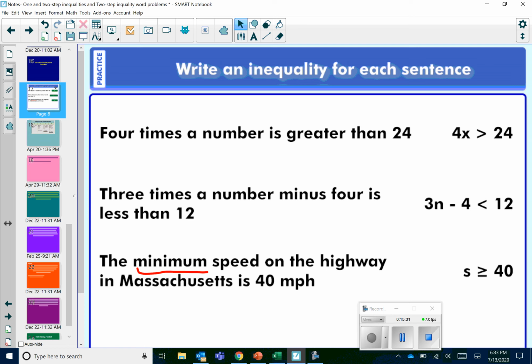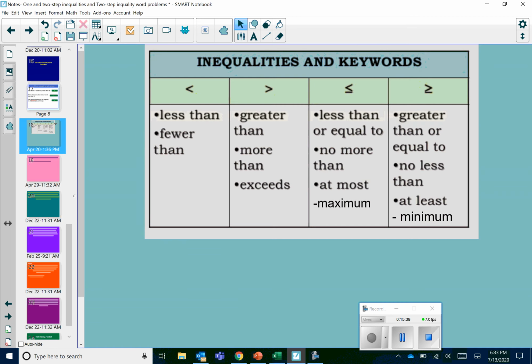They actually used S here because they were referring to speed. So S would be greater than or equal to 40. You've got to be careful with your wording. Here's some key words that you might see and which symbol they represent.